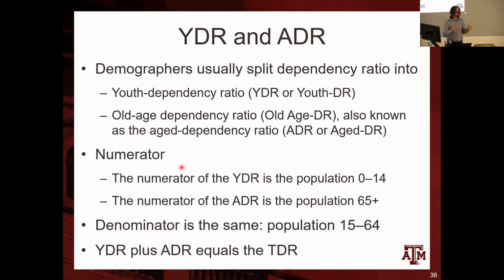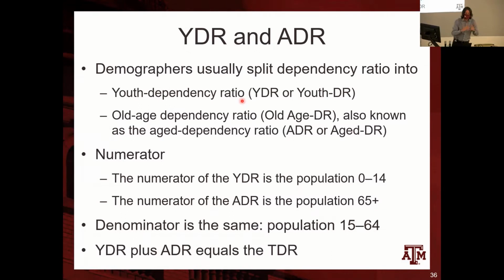We can also split the total dependency ratio in two separate ratios. In one of them, I can use in the numerator only the number of children in that population and divide it by the people between 15 and 64. And that ratio is called the youth dependency ratio. In that case, I'm just looking specifically at the size of the youth population, those between 0 and 14, in relation to people in working ages.